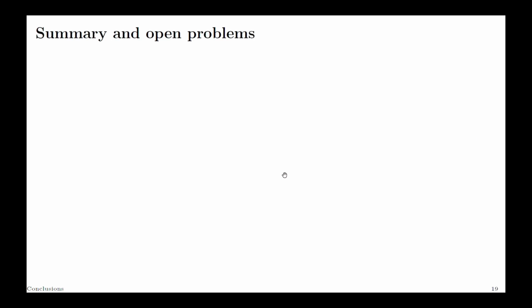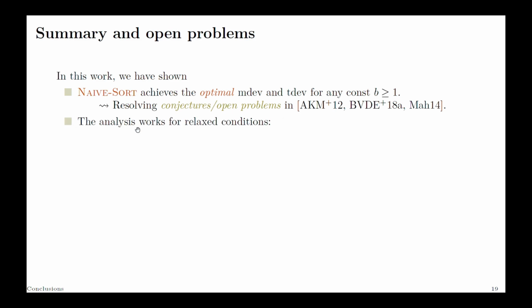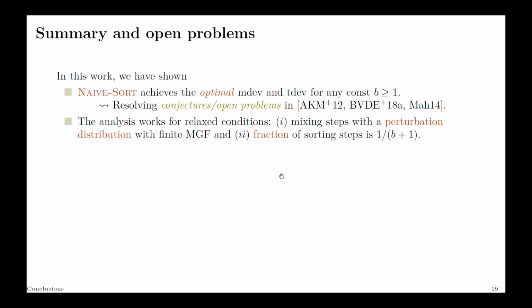So to conclude, in this work we have shown that naive sort achieves the optimal maximum and total deviation for any constant b in sorting with evolving data. And this resolves conjectures and open problems in these three works. And the analysis also works for relaxed settings where we have mixing steps with perturbation distribution with finite moment generating function, or a relaxation on how many of the steps are sorting. And this demonstrates that naive sort is robust.